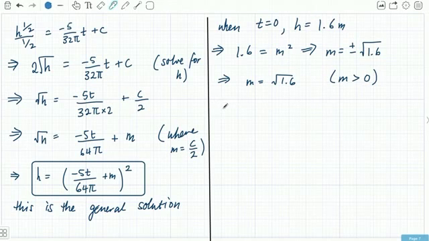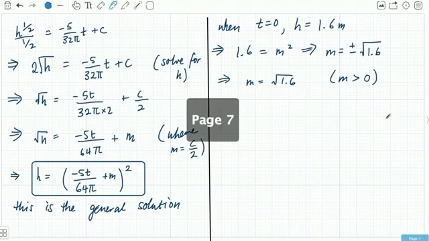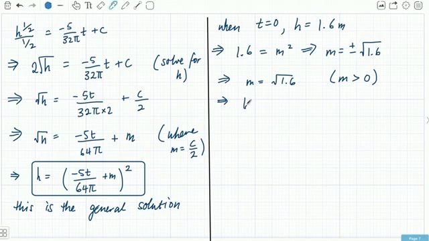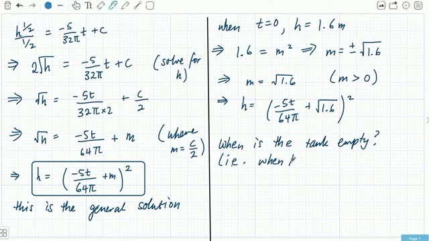So the other condition that we know, or that we're trying to solve, is what happens when the tank is empty. Okay, so what happens when the height of the fluid is 0? So that's when the tank is empty. So I've got h equals, I'm just going to rewrite this now with my newfound m in there. So when is the tank empty, i.e. when h equals 0, what does t equal?